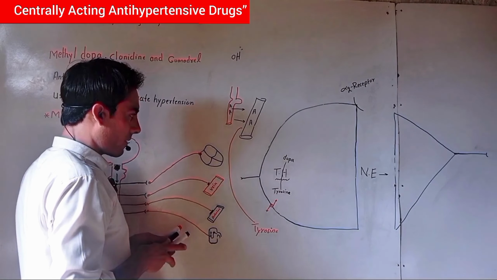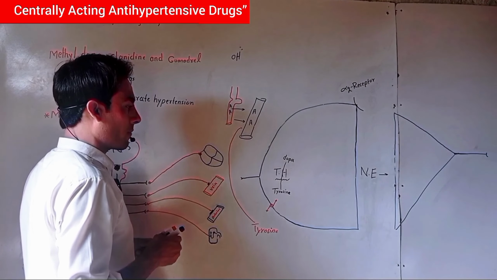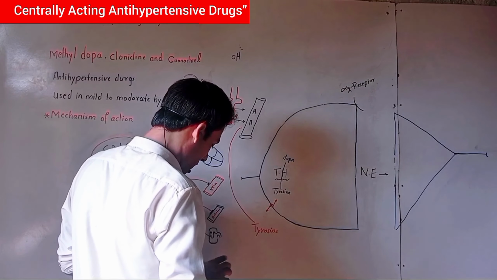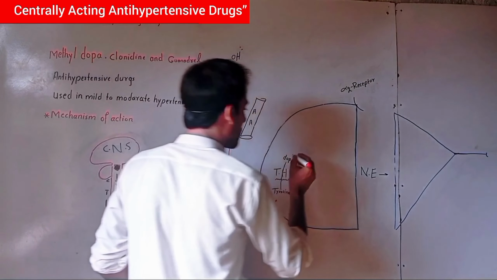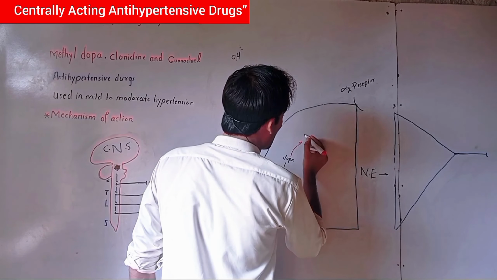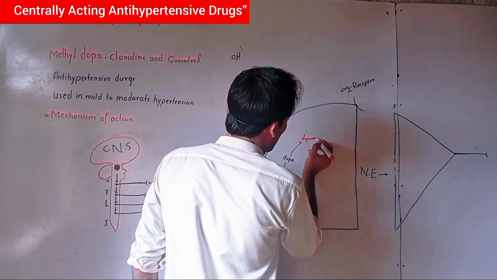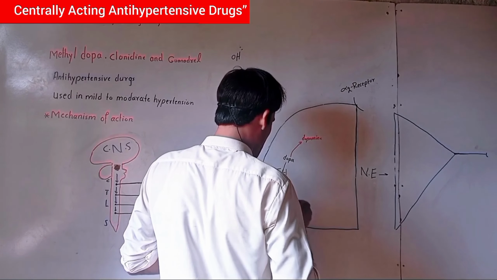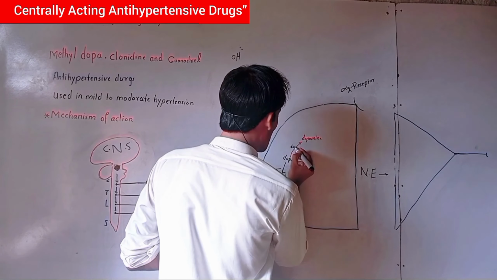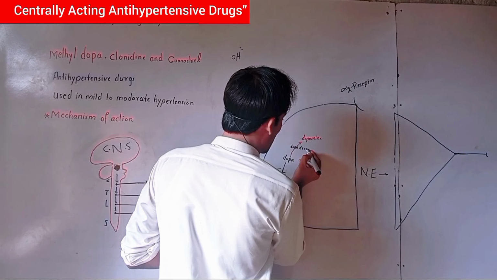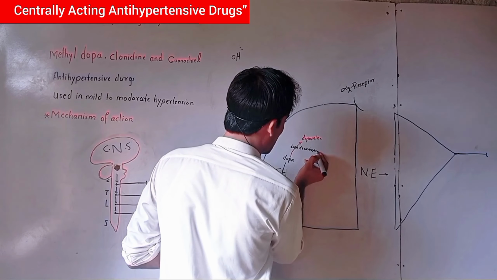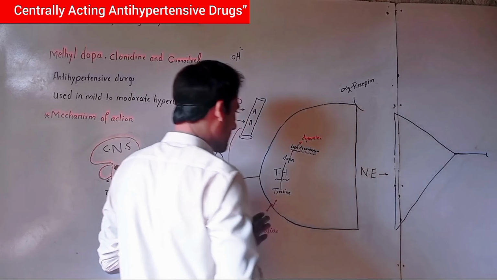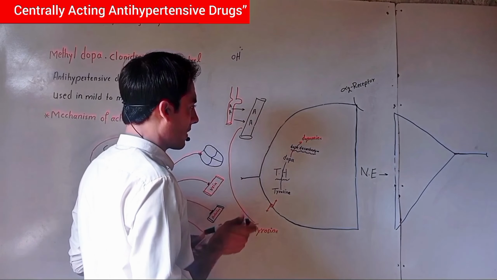Now another enzyme comes into action, that is dopa decarboxylase, which removes the carboxyl group from the basic structure of dopa and converts it into dopamine. So dopa is converted into dopamine by the enzyme dopa decarboxylase.